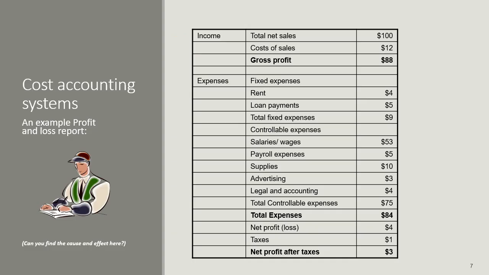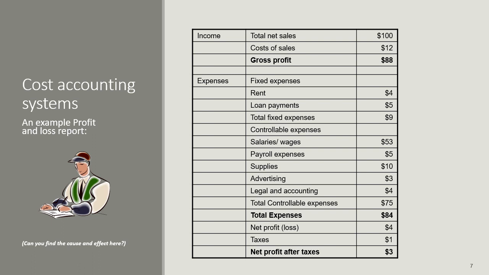Let's take a look at an example profit and loss report. Here you can see there's income and expenses listed, and we've simplified this to make the relationships clearer. You start off with a certain amount of total net sales, and then there's a cost of sales. You got to spend money to get those sales. There's a gross profit here listed at $88. Then you've got a series of expenses. There's fixed expenses and there's variable expenses. The controllable expenses or variable ones, it's generally salaries and wages that are the largest piece of this.